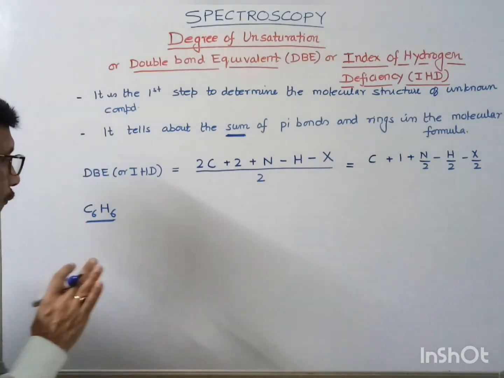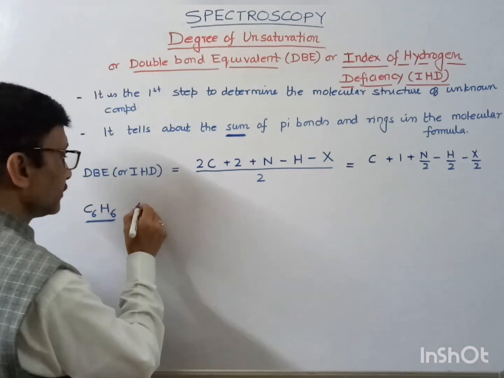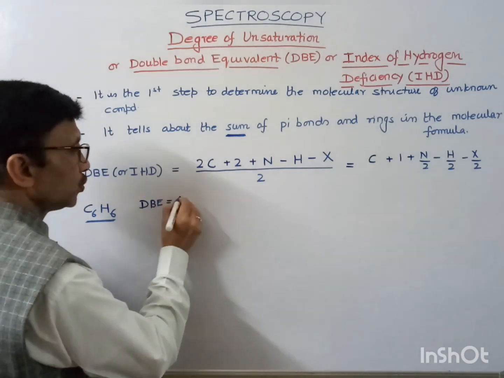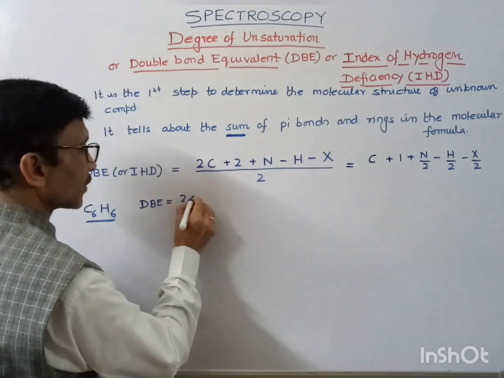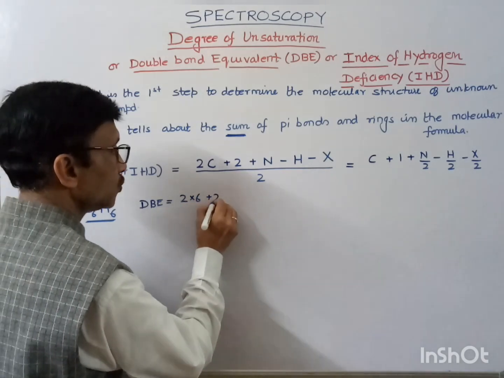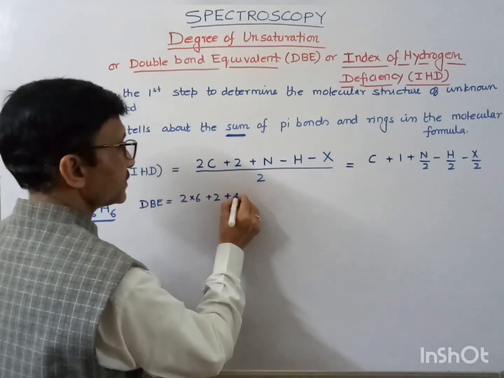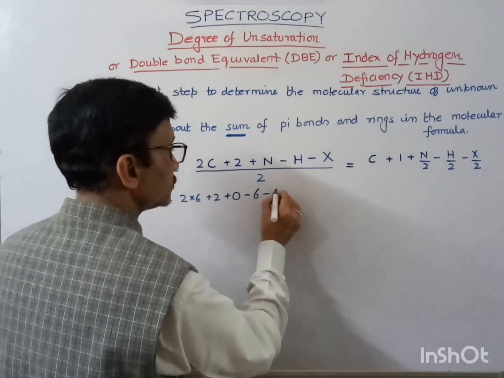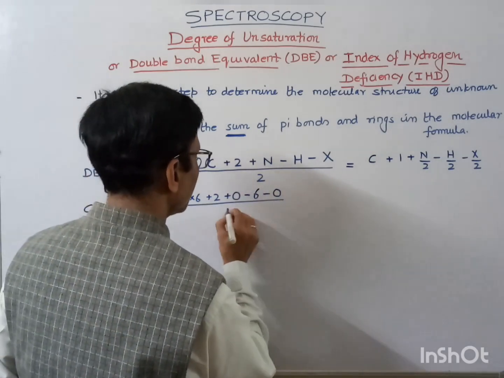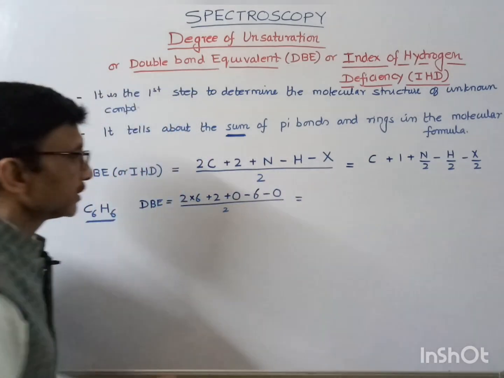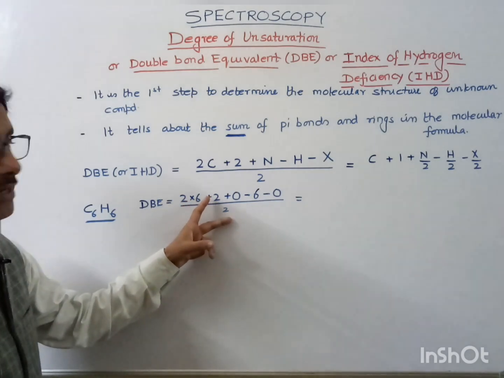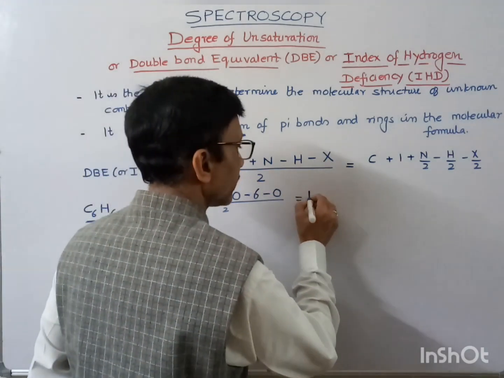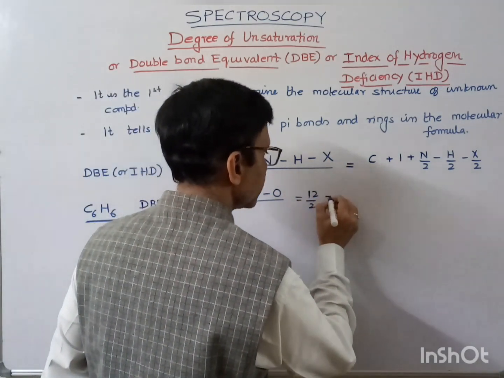So first of all, I will calculate the DBE. DBE is equal to 2 multiplied by the number of carbon atoms, 6, plus 2, plus the number of nitrogen atoms, 0, minus the number of hydrogen atoms, 6, minus the number of halogen atoms, 0, divided by 2. So this is equal to 12 plus 2, 14, 14 minus 6, 8, 8 by 2, and it comes out to be 4.